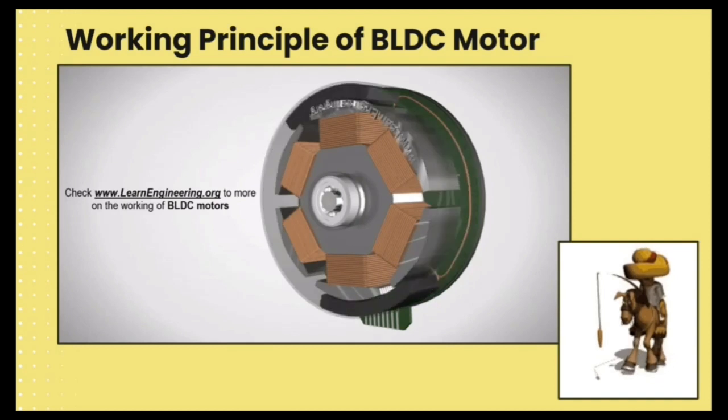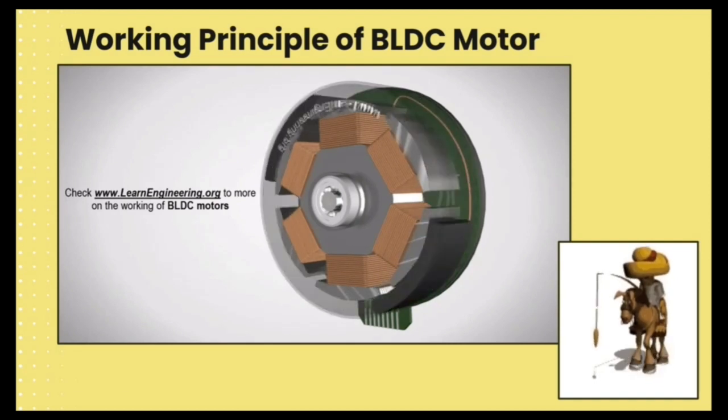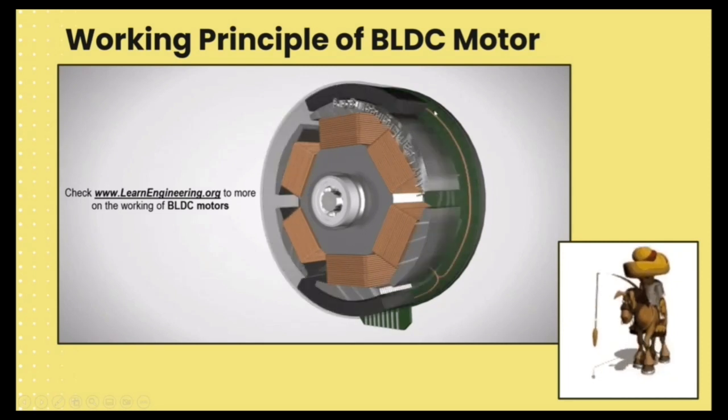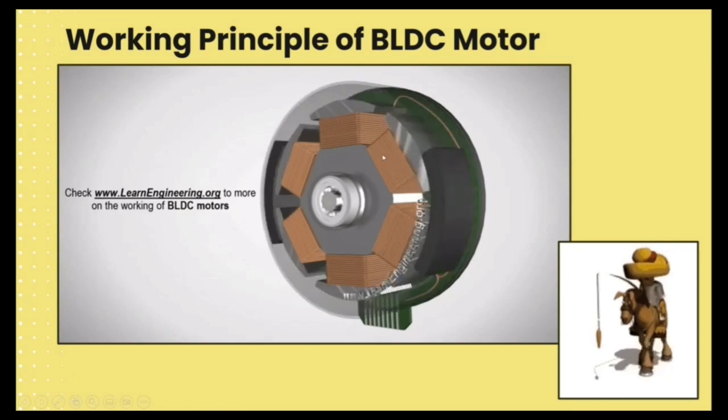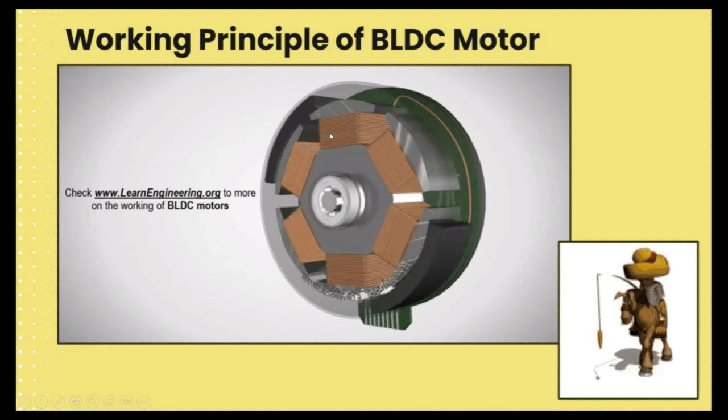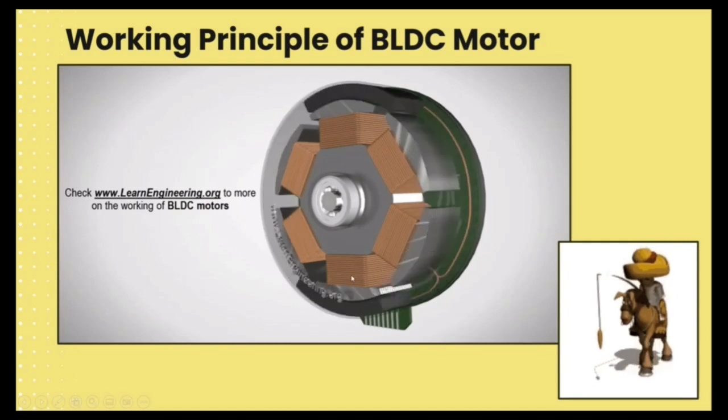Working principle of BLDC motor. So this is an outer runner BLDC motor because this outer shell is rotating and the inner shell is stationary. This outer shell is a permanent magnet, and you can see the inner shell. We can call the stator a bunch of coils, and the outer shell we can call the rotor.